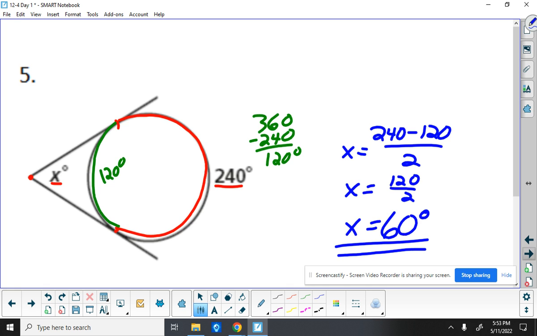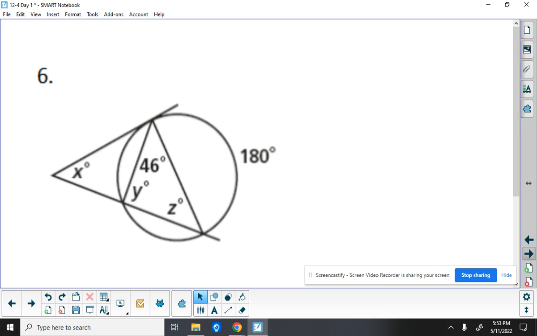Okay, the last one, number 6. Similar, I do have a tangent. On the top, I've got a line that comes through down here, intersects right here and here. I've also got some other things going on inside. Here's how I'm going to start. I'll start right here.